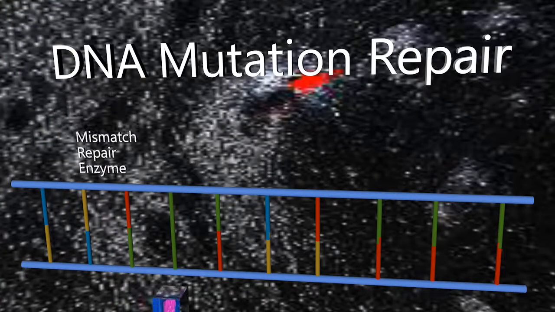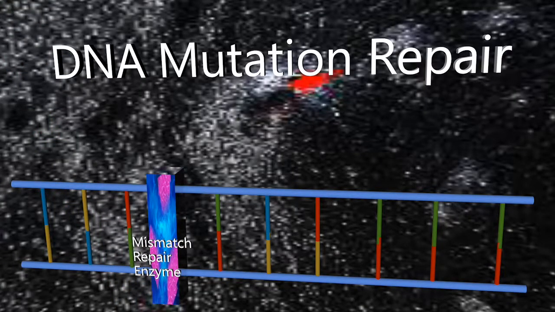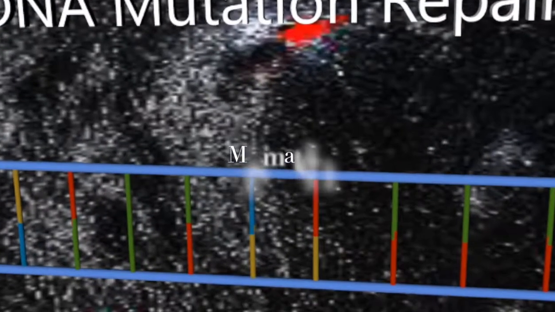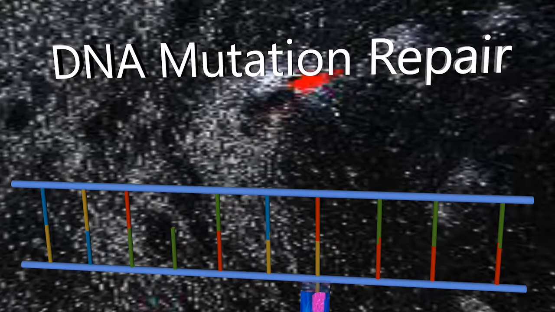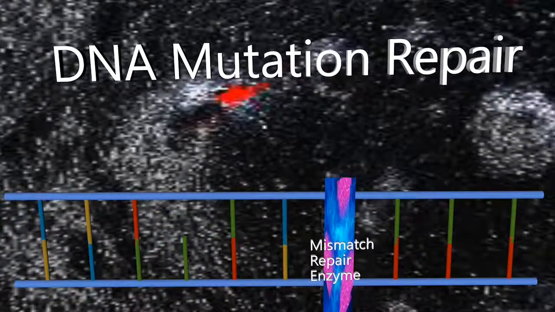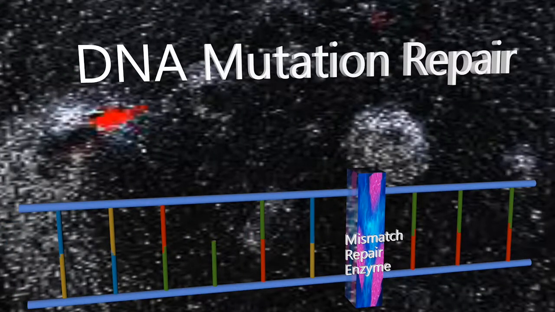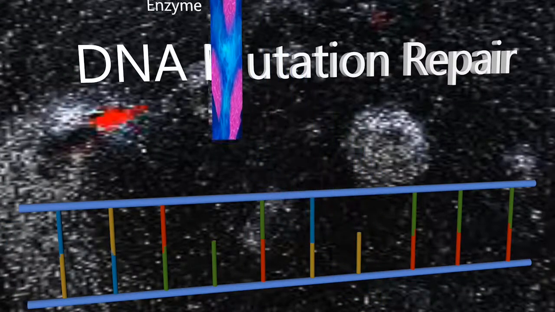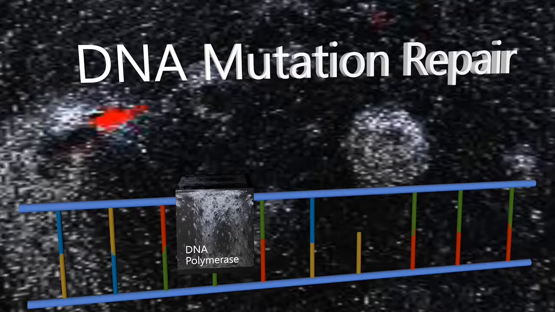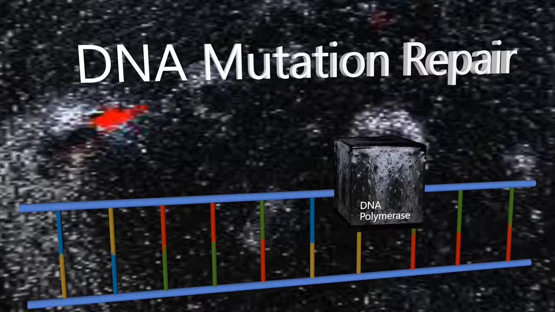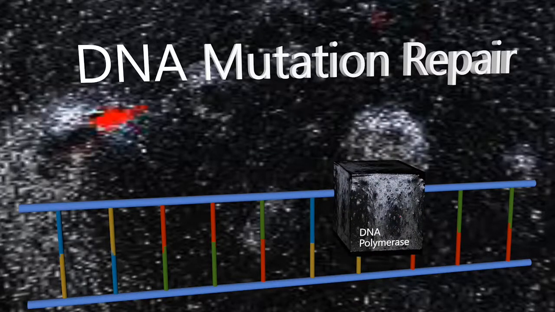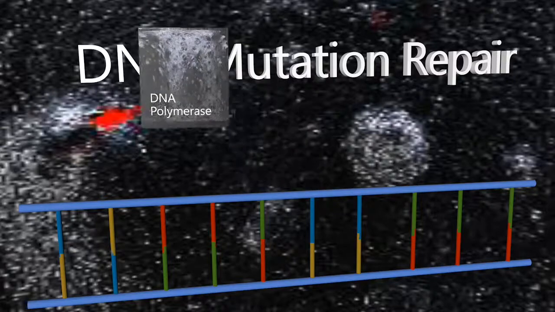However, there is a repair mechanism. Mismatch repair enzyme finds a mismatch in the DNA and removes the base pair, as can be seen on screen. Then, a DNA polymerase enzyme adds the correct corresponding base pair to the DNA base. However, in some cases, not all mismatches can be found, which results in a mutation such as cancer cells.